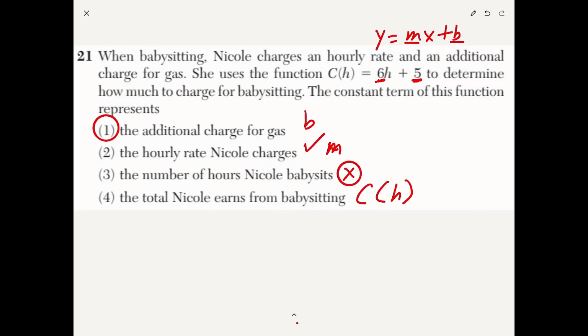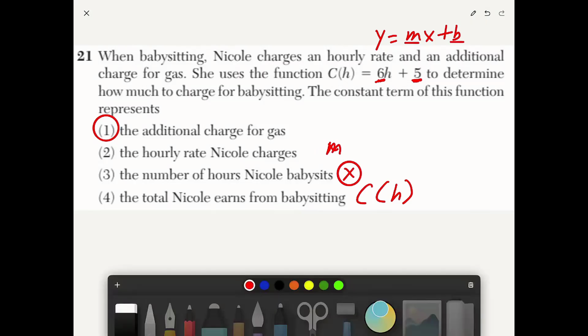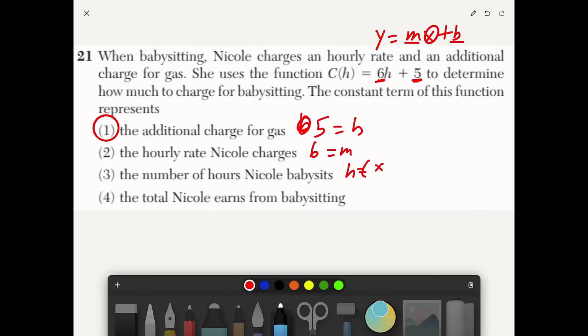Let me make this a little cleaner. So we've got a linear function. The additional charge, that's b, the y-intercept. That's 5. The hourly rate is 6. That's the m. And then the h is the number of hours that I stay there, and that would be equivalent to the x here. And then the total that she earns is just the function, c of h, or we could say y. So basically, those are the equivalents.